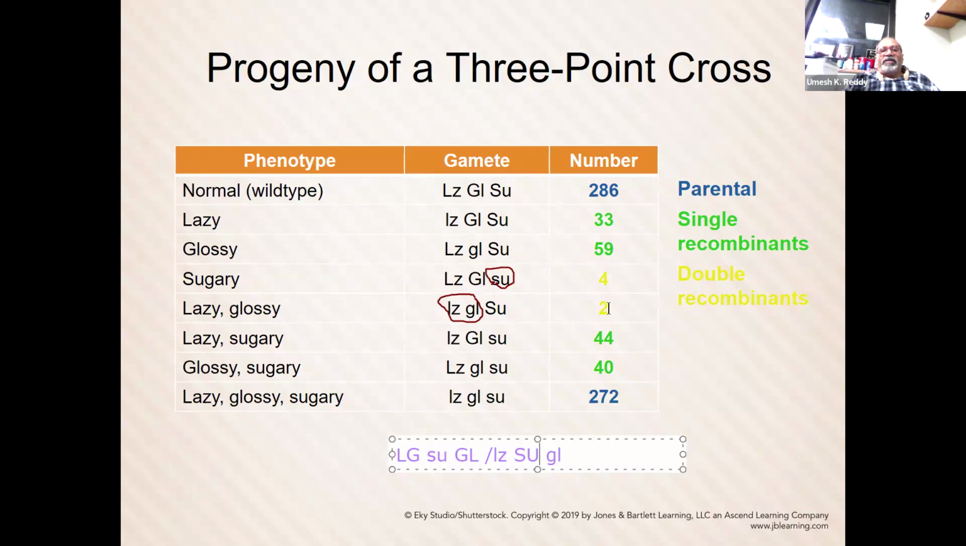So the double recombination swaps the middle segment. So what is the middle gene? That is sugary. What is the other one? Lazy glassy, which is flanking, that is coming from the other parent. That clearly tells us sugary is in the center and lazy glassy are at the ends. If you don't understand it, please meet me. Again, I can discuss with you in my office.